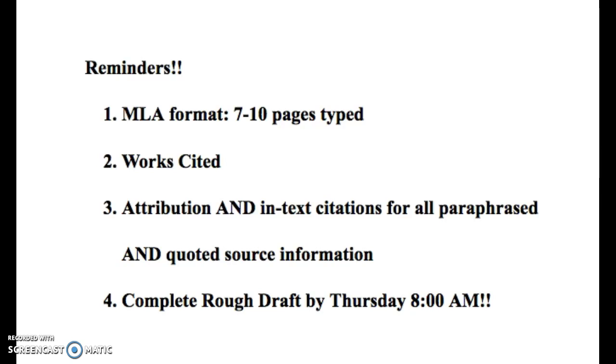There should be attribution and in-text citations for all paraphrased and quoted source information. You should be incorporating this to the best of your ability for your rough draft. Your complete rough draft is due by Thursday at 8:00 a.m. so we can have peer workshops. And by complete rough draft, I mean you want to get all the way through your opening, build your body paragraphs, make sure your opposition and refutation is included throughout, and a concluding paragraph. It may be rough around the edges, but it should be completed all the way through.